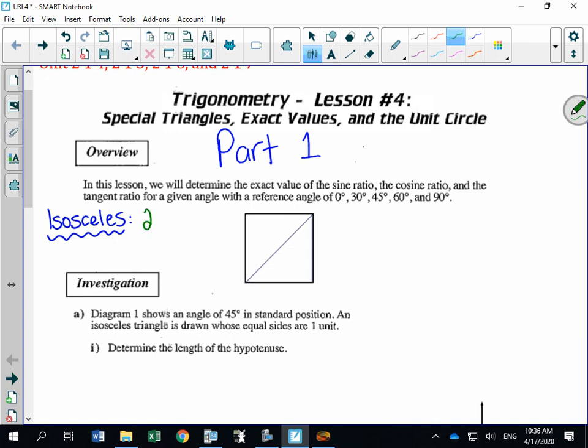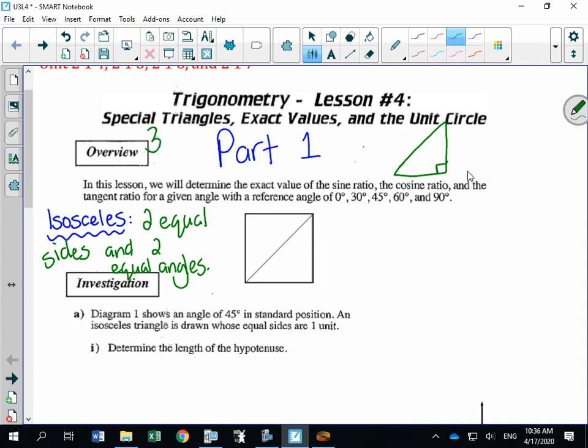So let's write that down. 2 equal sides and 2 equal angles. So for example, an isosceles triangle, they'll always have a 90-degree angle. So these are going to be right angle triangles. There are 3 special triangles, and all 3 of them are right angle triangles.